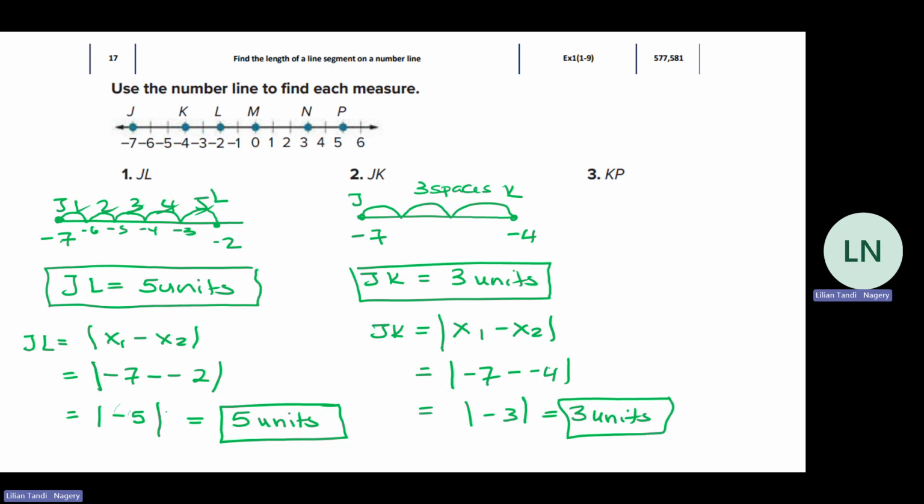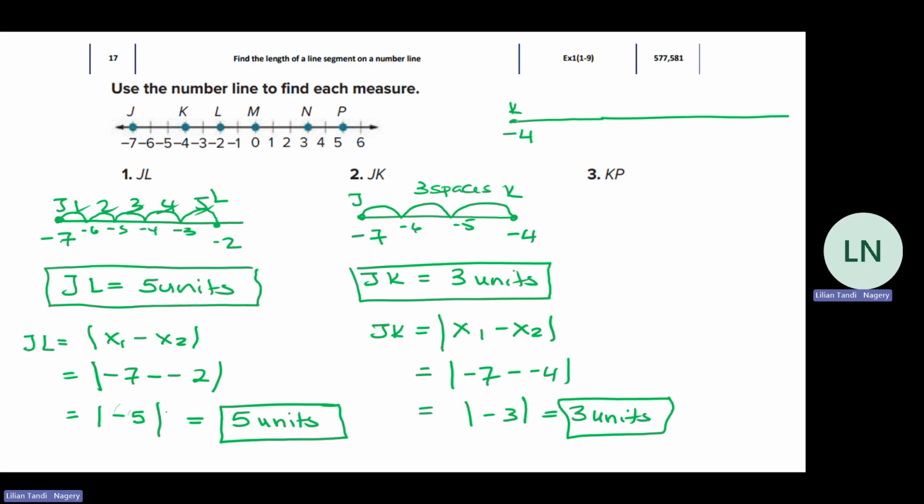So I have shown you two different ways of doing this question. You can use the number line and make your mountains by counting the spaces. So this is -6 and -5, like that. Okay. So from K to P, K is -4. And you're going to P, which is 5. And your answer should be 9 spaces.